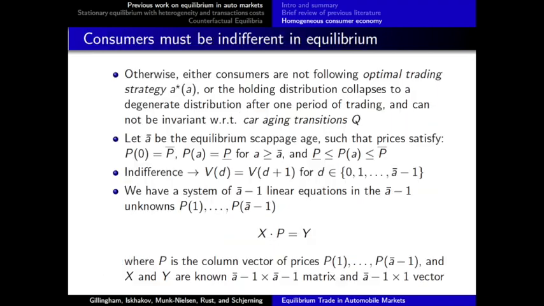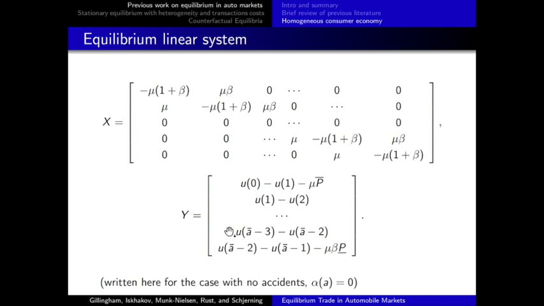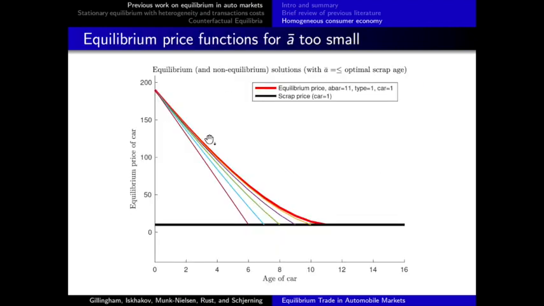This is the system you're solving, right? This system down here with X's and Y's gives you basically price curves like this, for many different values of A bar. You find the optimal one, like we just talked about.